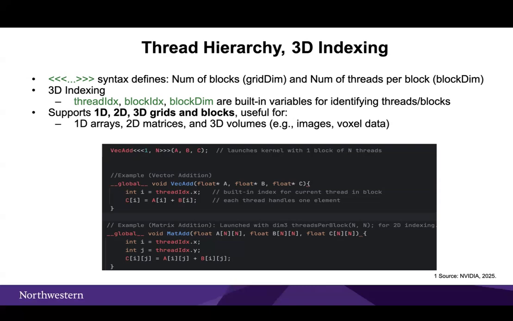For example, in the code, vec_add demonstrates a 1D index, with each thread processing an element of the vector. mat_add demonstrates a 2D index, with each thread processing an element of the matrix. CUDA uses these built-in indexes to naturally map multidimensional data into GPU threads.